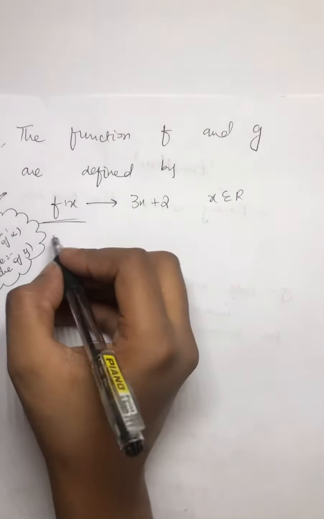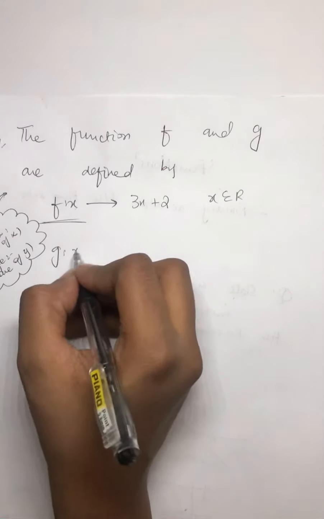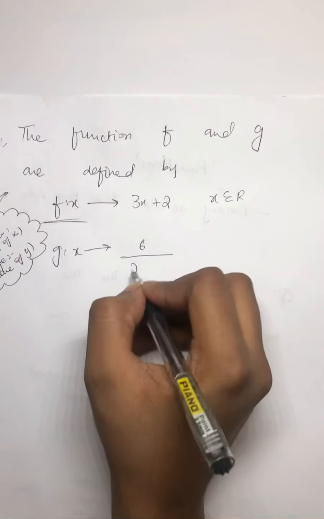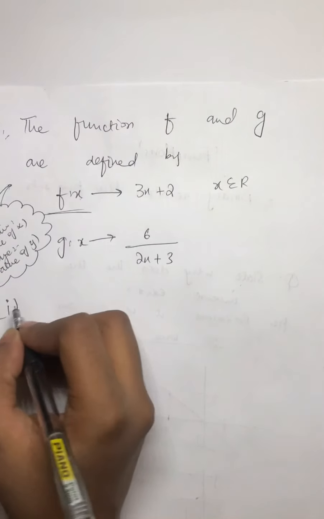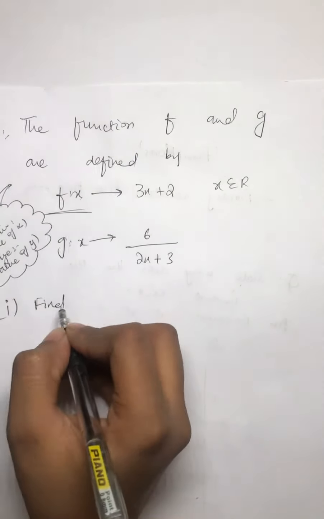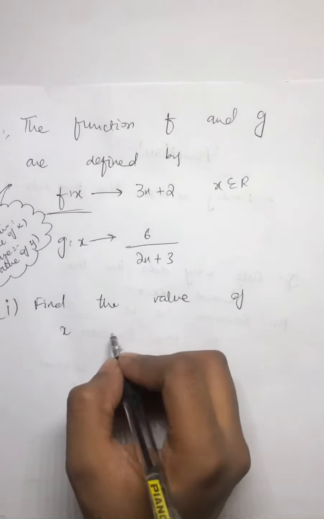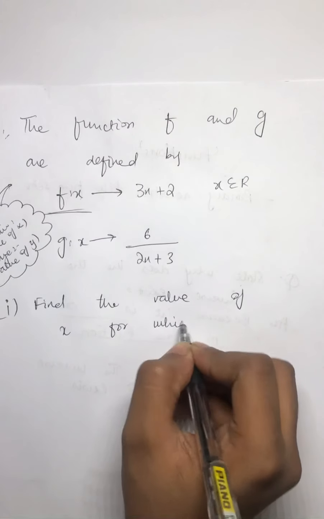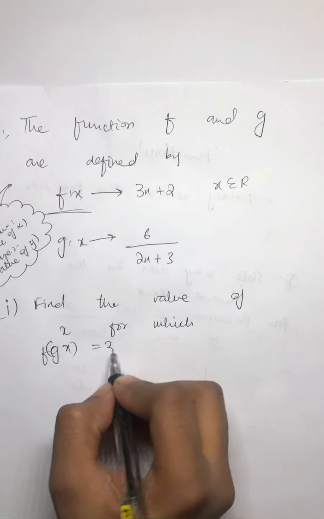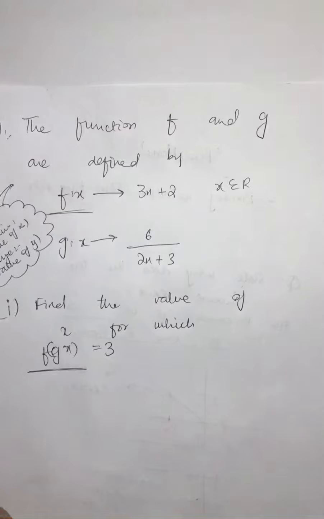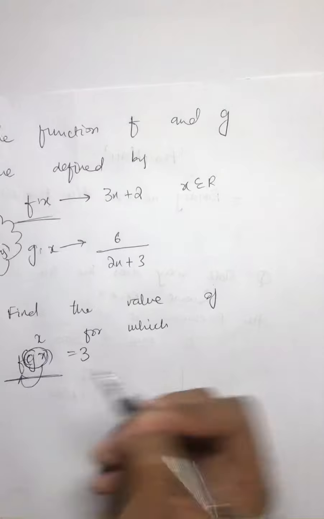Okay, and this is the function of x, and g of x is 6 over 2x plus 3. This is the information we are given, and now the first part is: find the value of x for which f of g of x is 3. If you get a question like this, it means that you have to put g of x into f of x.